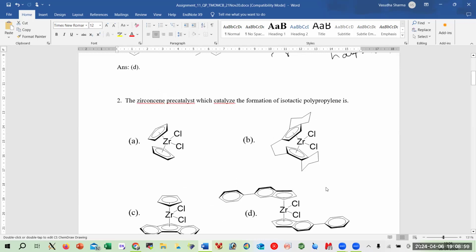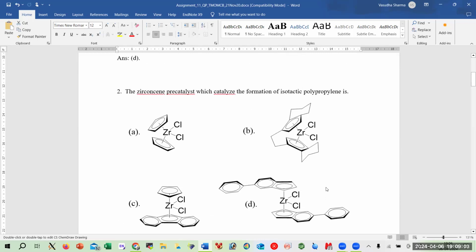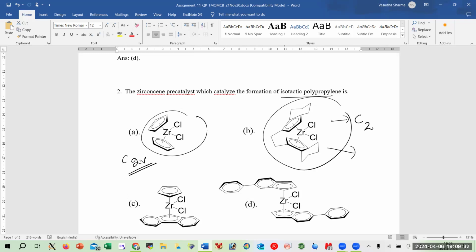Now the next question says that the metallocene catalyst which will catalyze the isotactic polypropylene. We have seen that this system is your C2V. This is your C2, and that is also having, this one is CS and this one is your C2V again. So this particular catalyst which is having a C2 symmetry would give you an IPP. This we have already seen. Because of this K1 and K2, this gives you syndiotactic polypropylene.